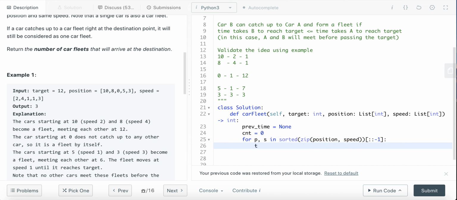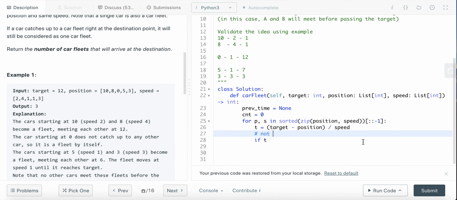And then we calculate the time to destination. That equals the target minus the position, so what is the distance to the destination, and then divided by the speed. And then we compare this t. So if this t is, let's say, not able to meet other cars and form a fleet.